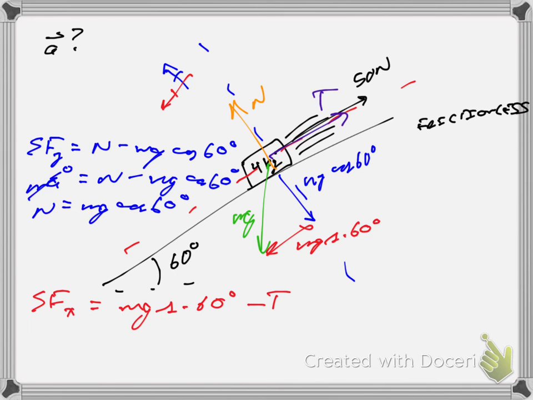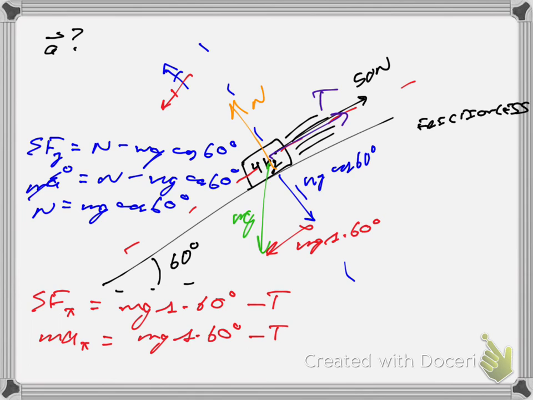If I end up with a positive answer, then I assumed right. If I end up with a negative answer, then that will tell me that I assumed wrong. But I'm just going to start moving through and see what happens. So F-net in the x direction equals mg sine 60 degrees minus T. Step 3, substitute ma. ma in the x direction equals mg sine 60 degrees minus T.